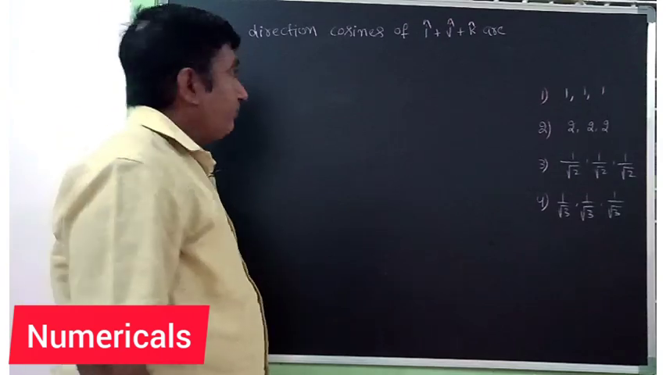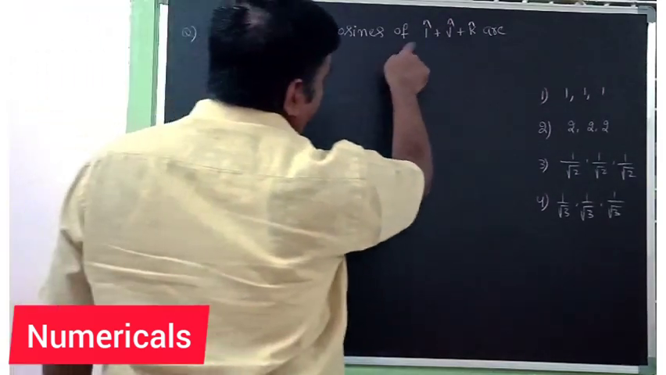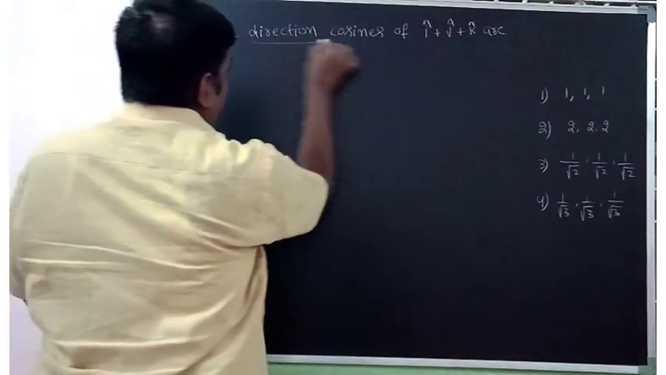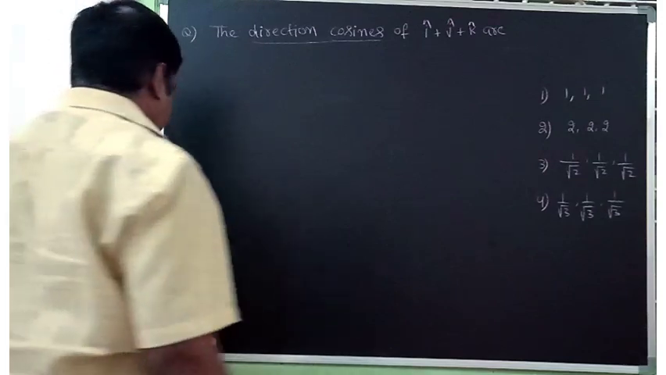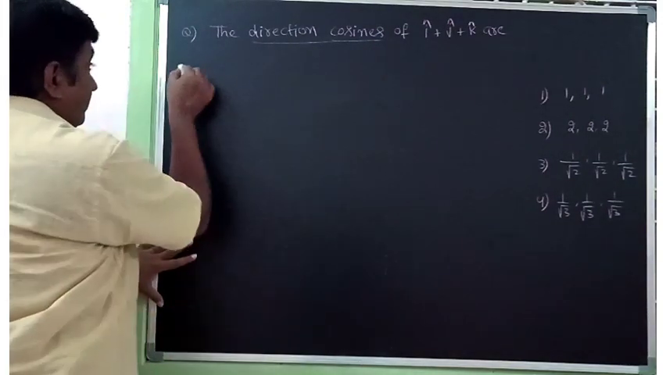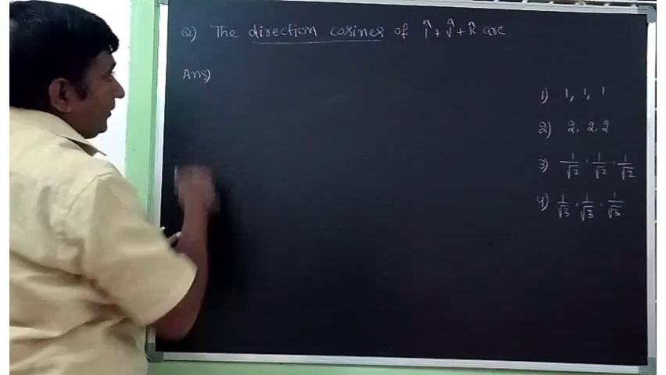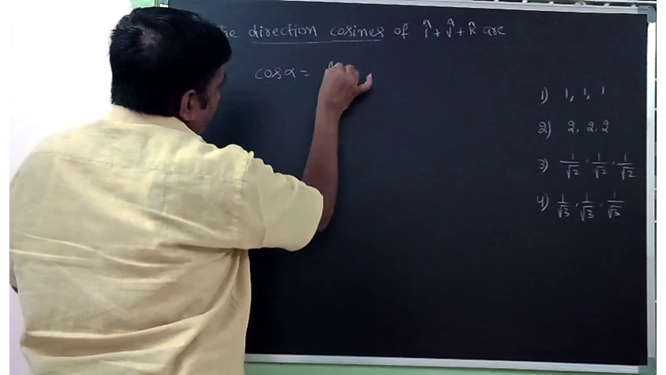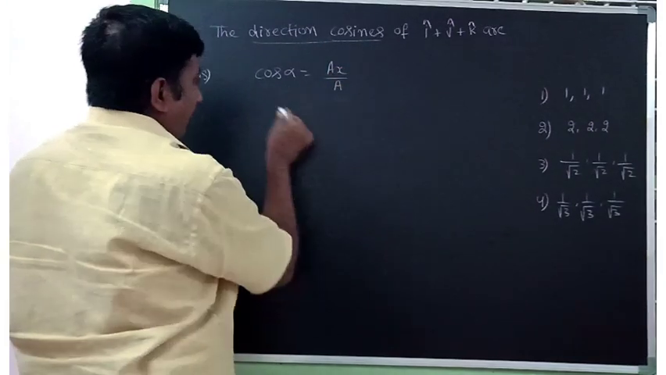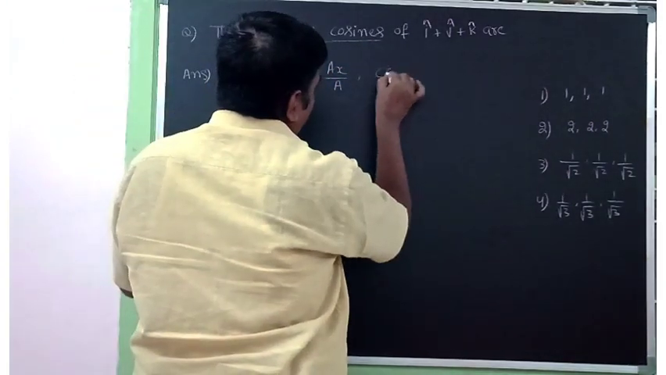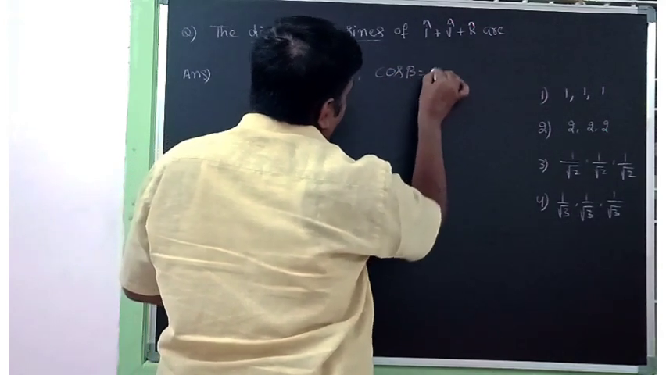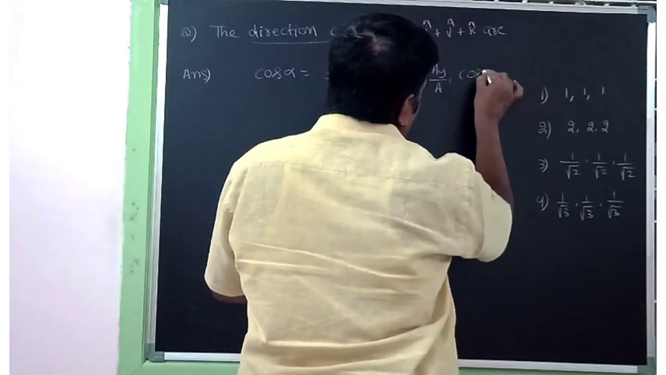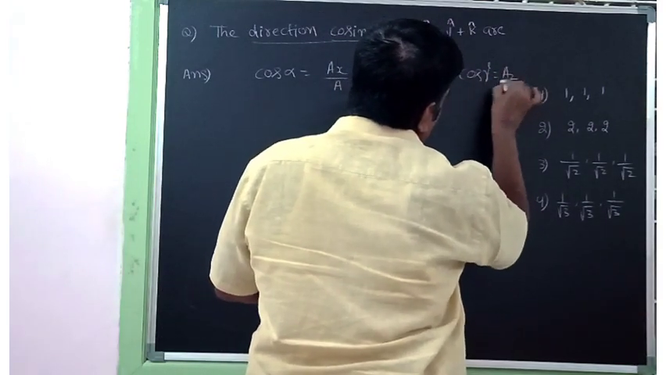Next question: the direction cosines of i cap plus j cap plus k cap are. Here they are asking for direction cosines, which we just discussed. So we have cos alpha is equal to ax by a. In the same way, cos beta is equal to ay by a, and cos gamma is equal to az by a.